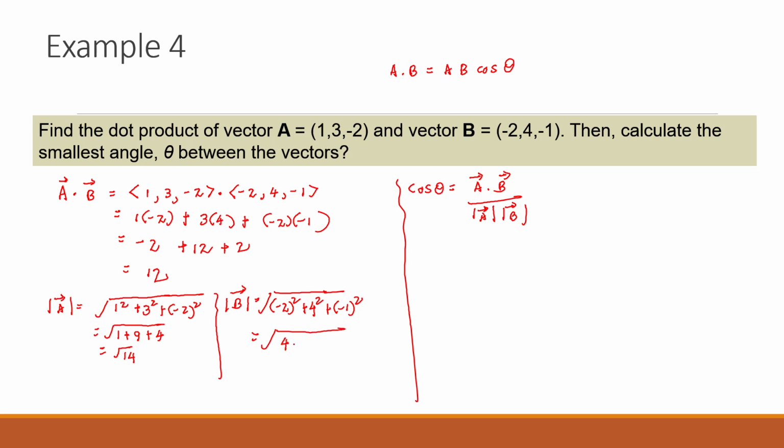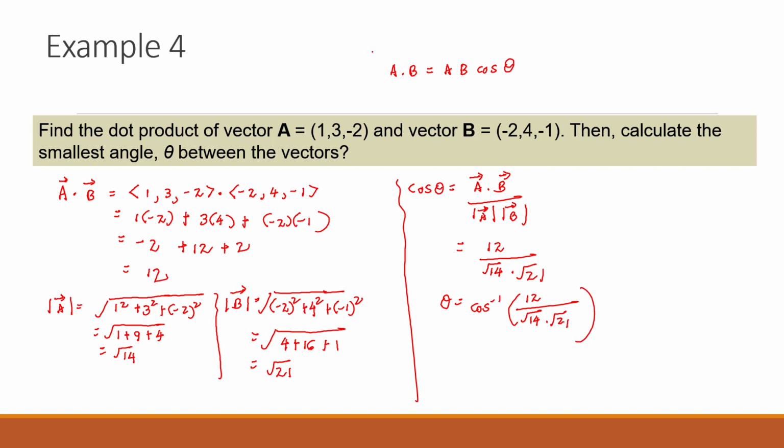So 4 squared is 16, negative 1 squared is 1, so you have root 21. So the cos theta will be A dot B, which is 12. The magnitude of vector A is root 14, and this is root 21. So theta will be arc cos of 12 divided by root 14 times root 21.